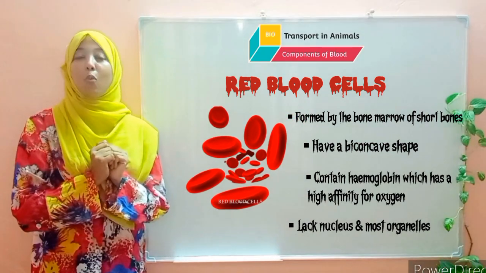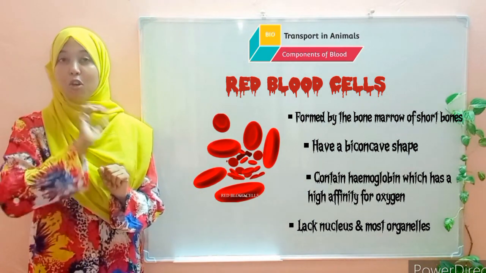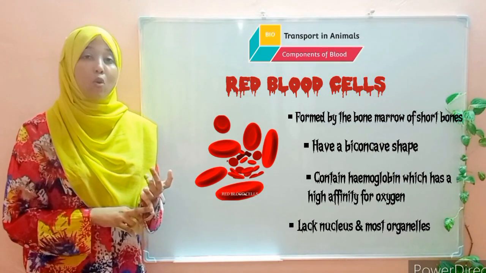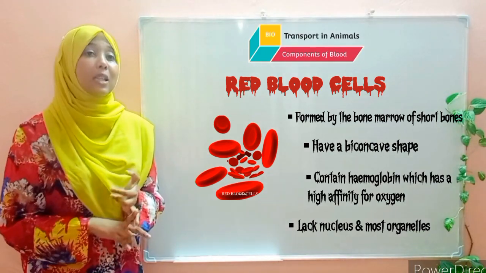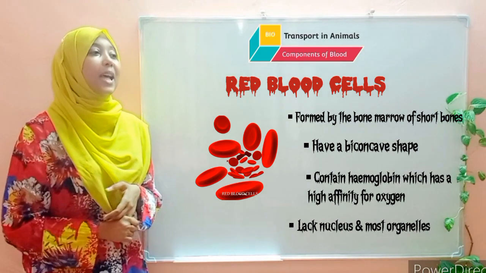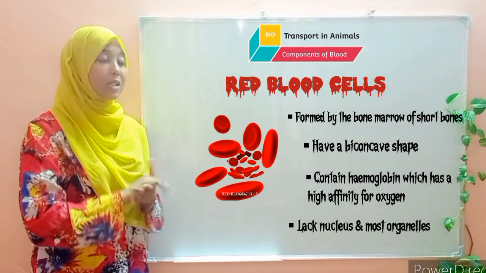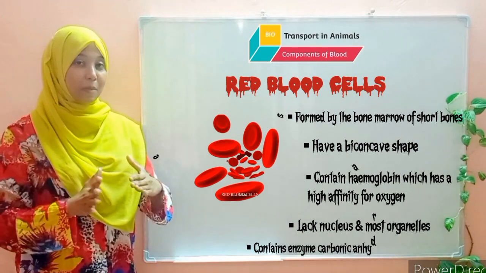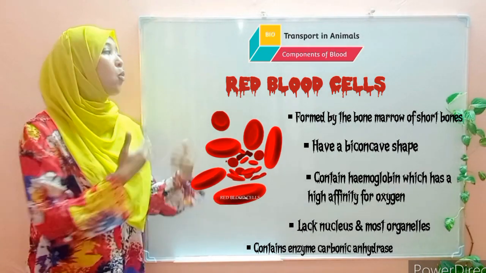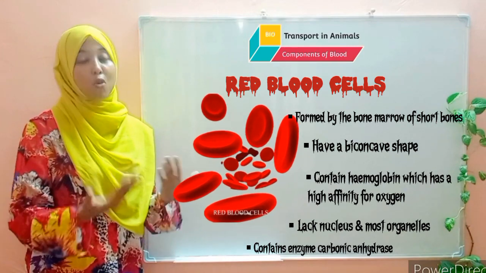Now, where was I? Yes, the distinctive structure of the red blood cells. We've talked about the red blood cell having a biconcave shape. We've mentioned that they lack the nucleus and most other organelles. And another thing about the red blood cells is that within them, you're going to have an enzyme. The name of this enzyme is carbonic anhydrase. Now, we'll mention more about this enzyme when we talk about transportation of carbon dioxide.